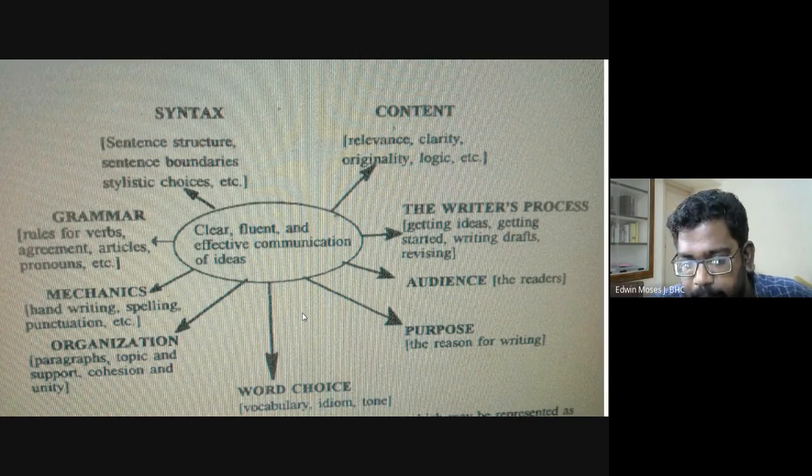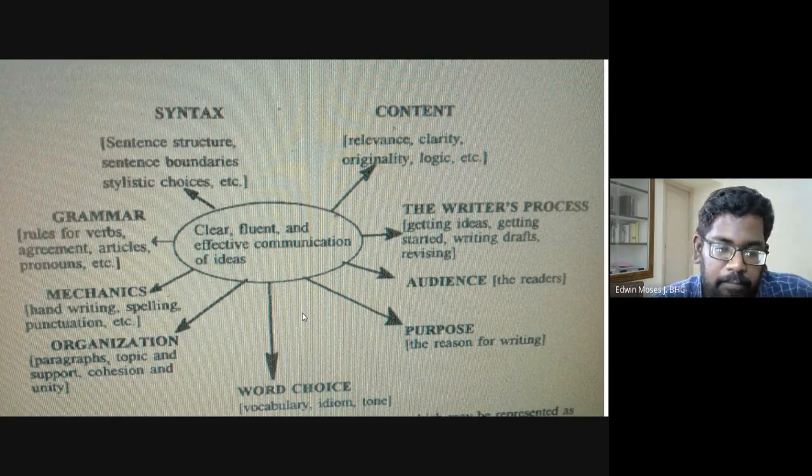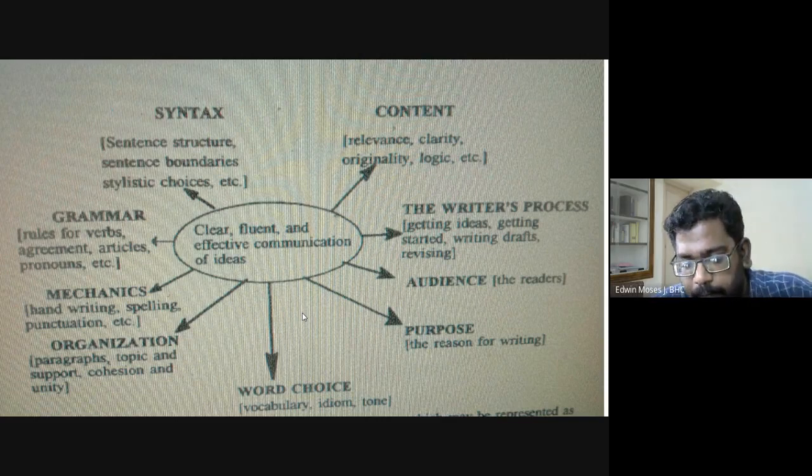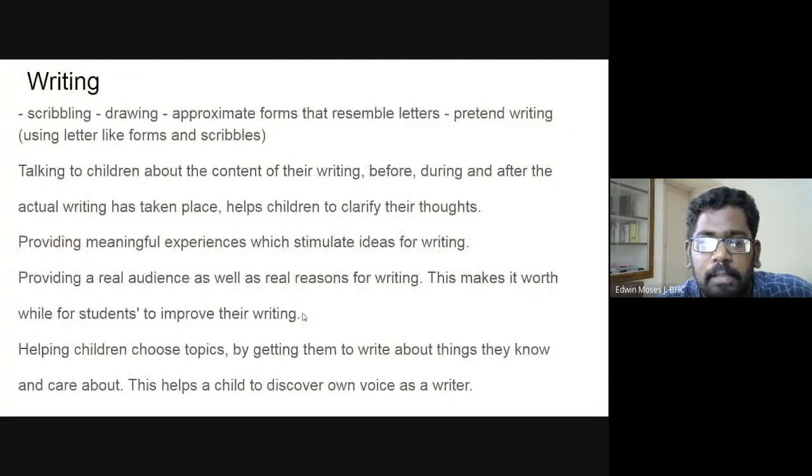The reason for writing, word choice, idioms, get to know more idioms, tone and vocabulary. How you say something matters. Then what you write, how you say it when you speak, when you write, put it in simple words. Don't complicate things in business writing or formal writing. So enrich your vocabulary. Read the dictionary every day, at least 10 new words from the dictionary, religiously. That will improve your vocabulary. So keep in mind some of those tips.